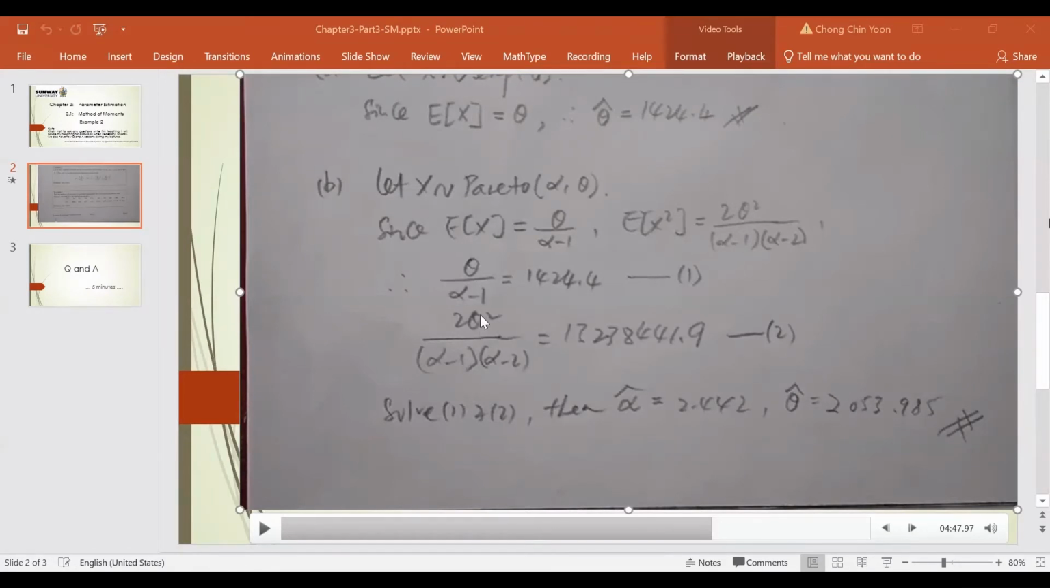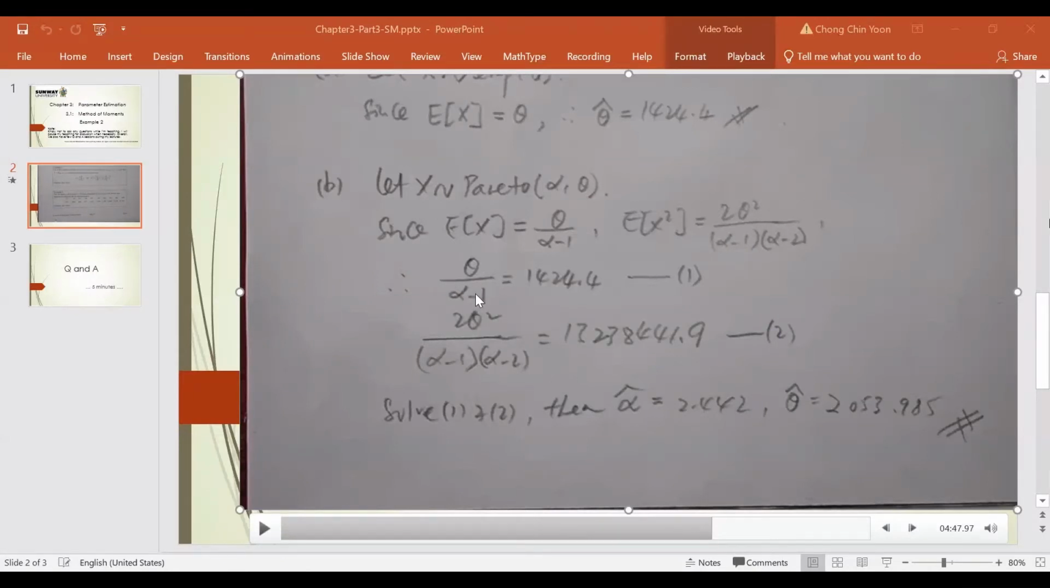You just divide the second by the first: 2 theta and alpha minus 1 is gone. Or in other words, you just substitute theta over alpha minus 1 here. So you will have theta and alpha minus 2. So you solve again the new equation together with equation 1. Okay, you will have the result. You practice yourself. It's quite easy to solve this simultaneous equation. You need to divide, or you substitute the whole thing.